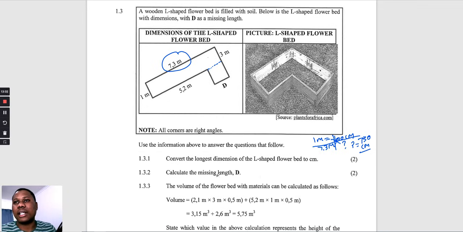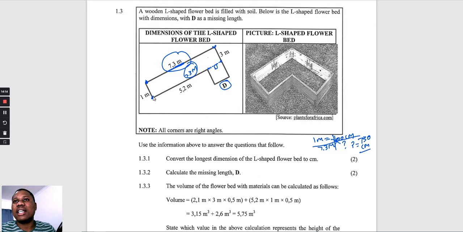Then they say calculate the missing length, which is D. So when you look at D, here is our D, which is our missing value. But look at this, our longest side. Remember, if we talk about a rectangle and we have separated this, we know that the distance of this side is going to be D. But from this point to this point, we get 7.3 meters. Meaning that when we measure from this point to this point, it's going to be 7.3 meters, because this is a rectangle, meaning that two opposite sides are equal.